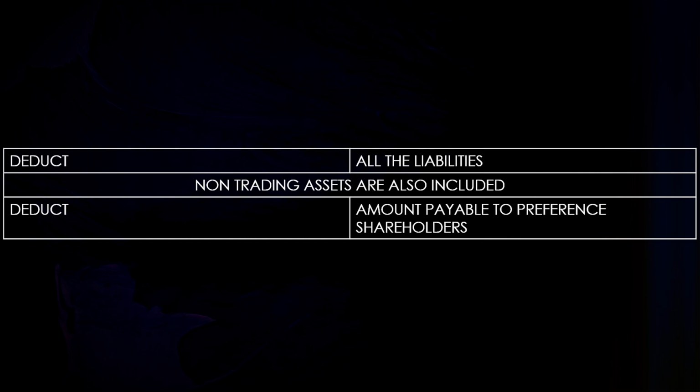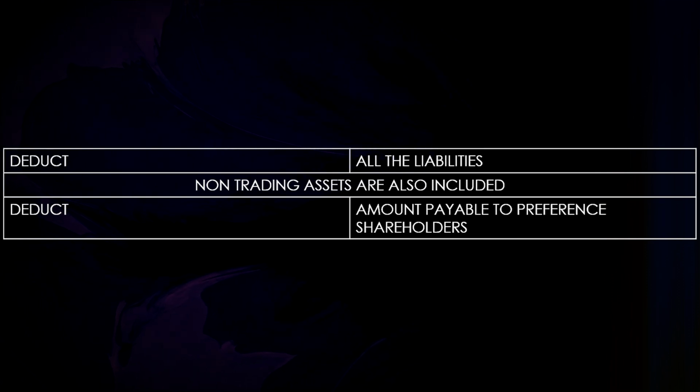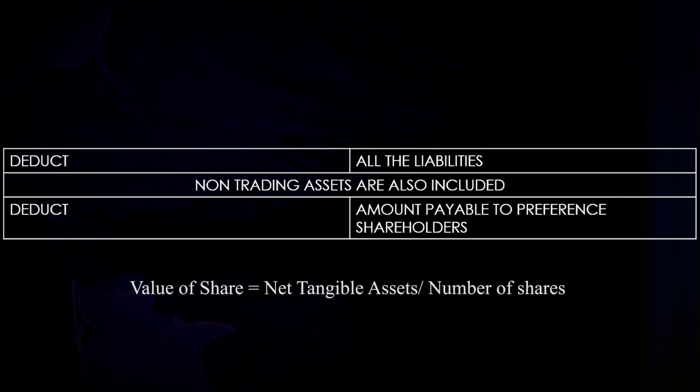So under this method, that is the net asset value method, all the liabilities are deducted, fictitious assets are not considered, non-trading assets are also included, and the amount payable to preference shareholders is deducted. The final amount is called net assets. Simply we can say that it is assets minus liabilities. So here the value of shares is calculated by dividing net tangible assets by the number of shares. So this is the concept.